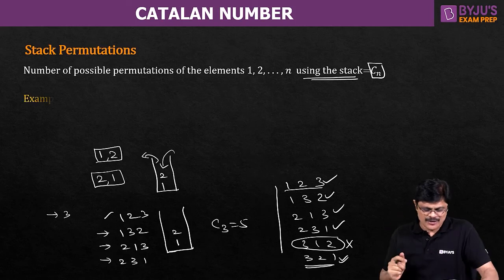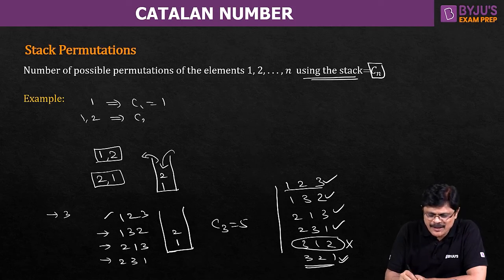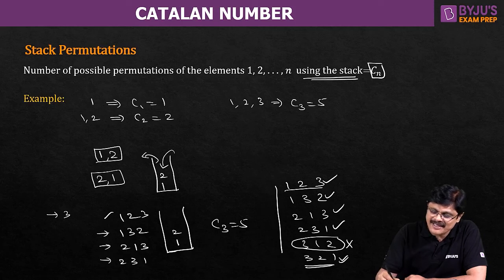Am I clear? So if you are having only one number, the number of stack permutations possible is 1. If you are having two numbers, 1 and 2, the number of stack permutations possible is 2. If you are having 3 numbers, the number of stack permutations possible will be C3, which is 5.